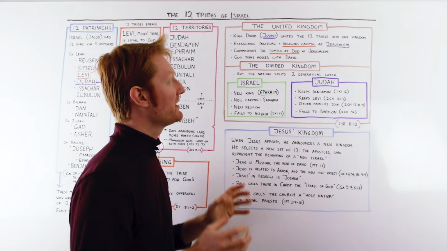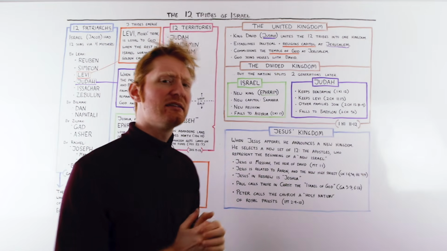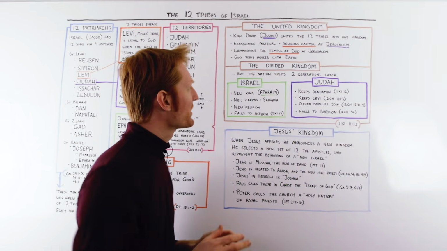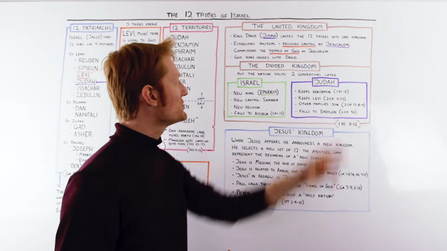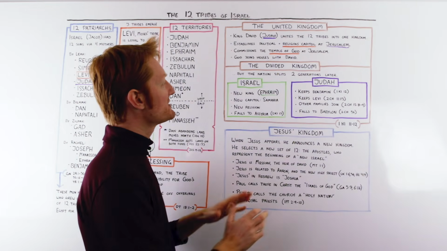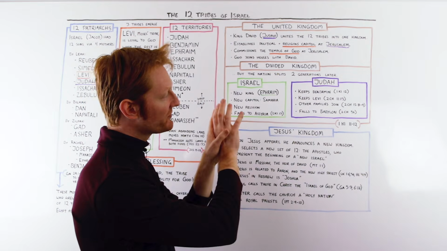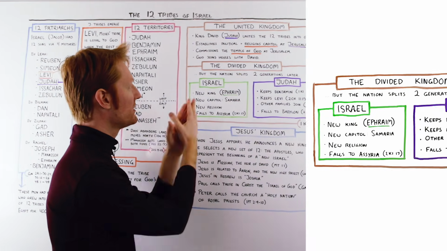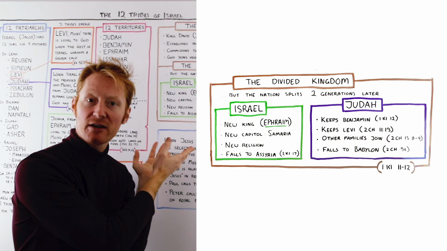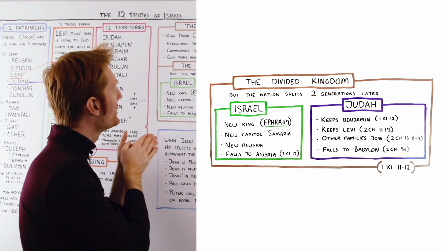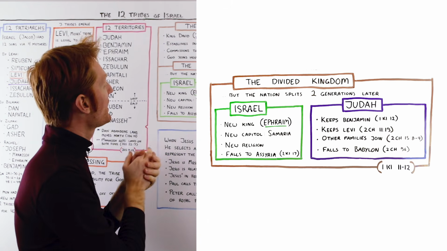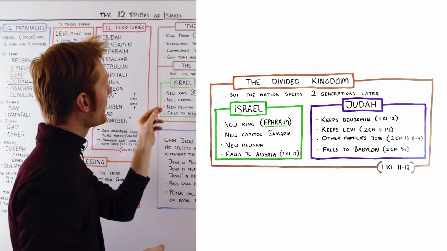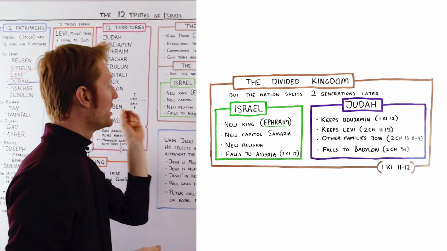But after things are going so well with David, David's son Solomon does not remain as loyal to God. And so the nation splits 2 generations later. And we see the 12 tribes of Israel fracturing into 2 different kingdoms. One is called Israel, sometimes it's called Samaria or Ephraim, or just the northern kingdom. And so they have a new king, Jeroboam, that's from the tribe of Ephraim, and a new capital, Samaria, a new religion.